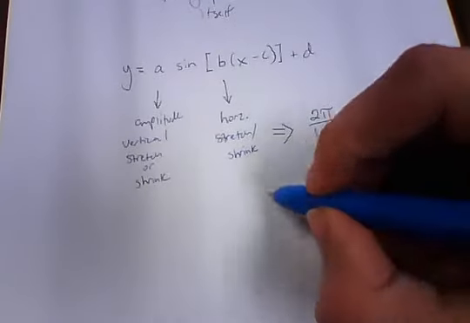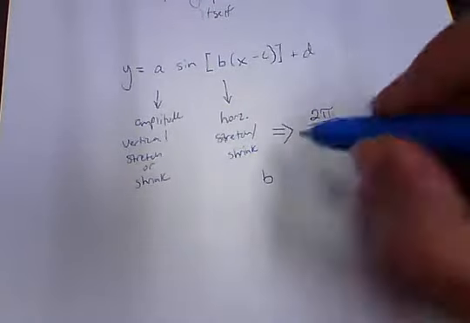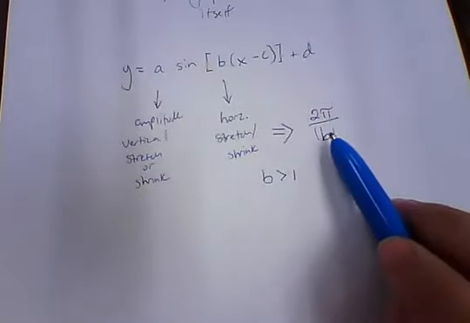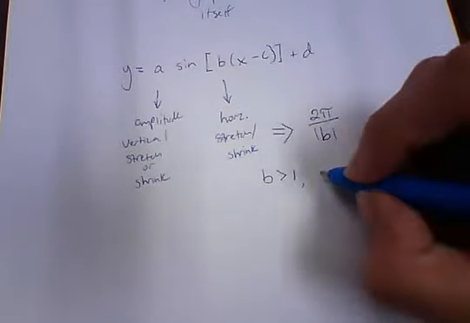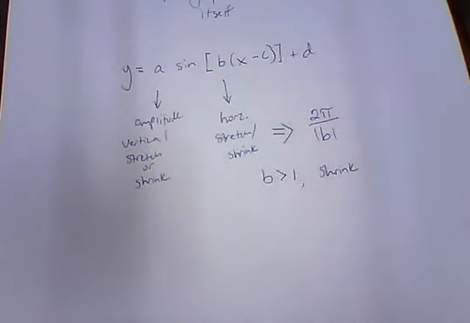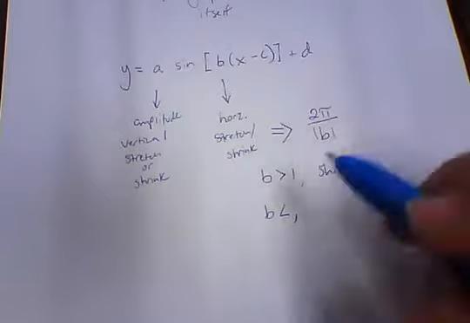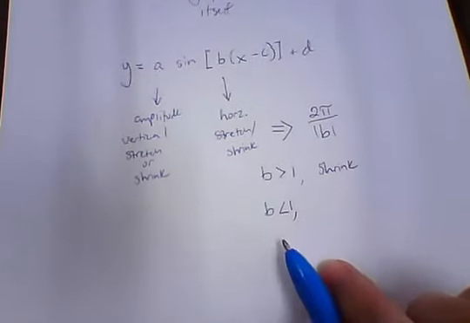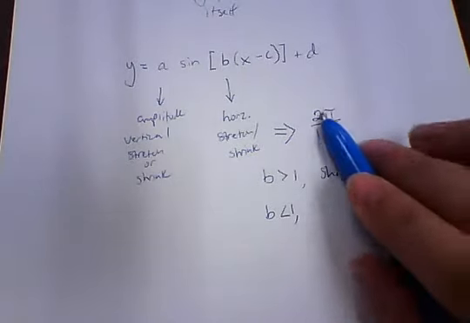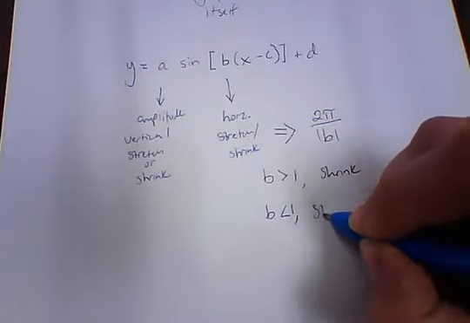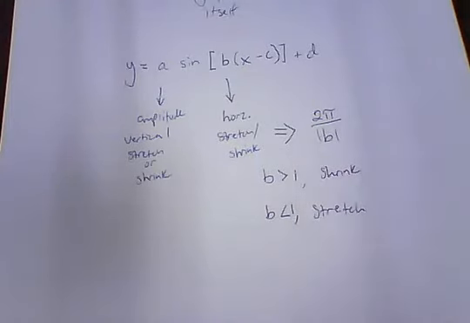But that's why it makes sense that when b is greater than 1, we would plug that into here and we would get a smaller value. We would get a shrink of our graph. If we made that b smaller than 1, we'd have a decimal on the bottom. We'd have a bigger number here for our overall period value, and then that would stretch our graph horizontally. So I'm hoping that that makes a little bit more sense now that we reviewed the unit circle as well as the sine function.